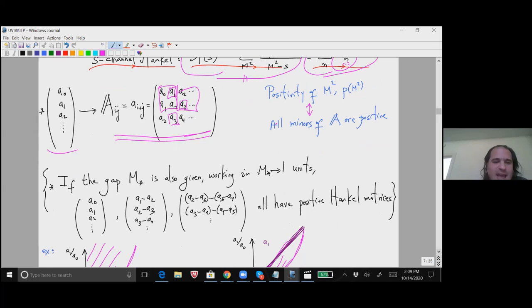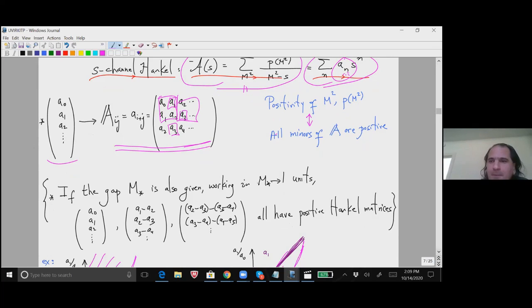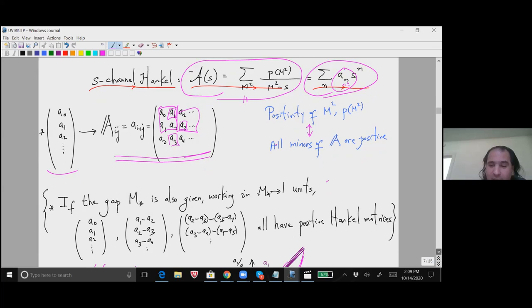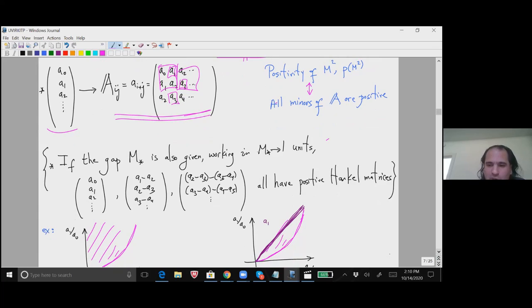Just as a small aside, if you're a low energy effective field theorist, and someone told you the gap, that the sum doesn't start at 0 but starts at some M star, and they told you what M star is, then of course you know more, and you can again precisely characterize what the space is. And it has the following very pretty interpretation. Let me work in units where I set this gap, M star, to 1, just so I don't litter my equations with M star.